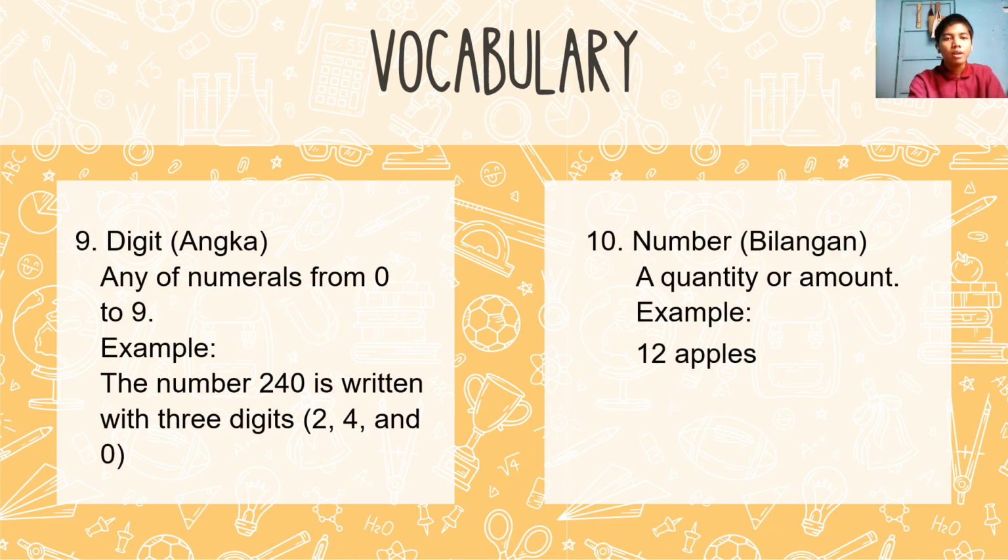Digit. Digit in Indonesian is angka. Digit is any of the numerals from 0 to 9. For the example, the number 240 is written with 3 digits: 2, 4, and 0.